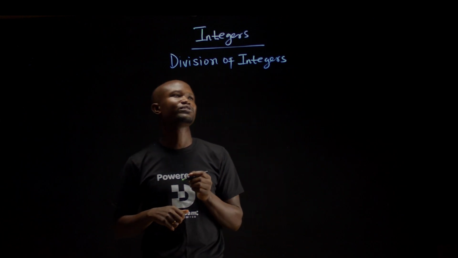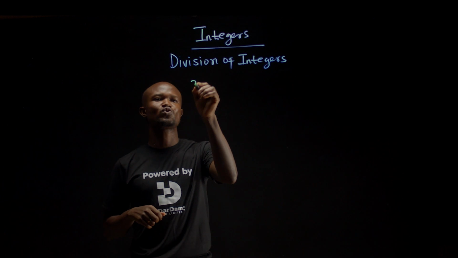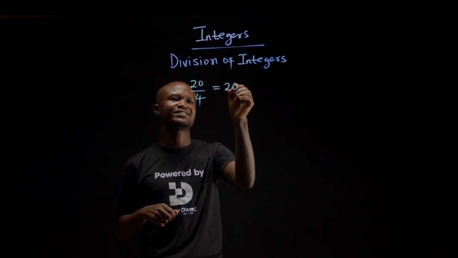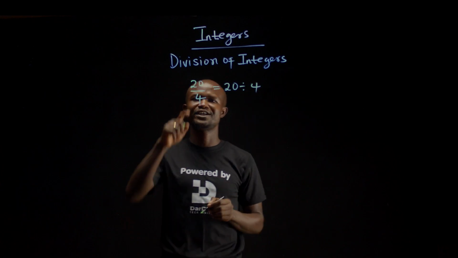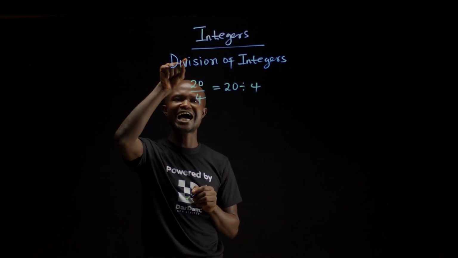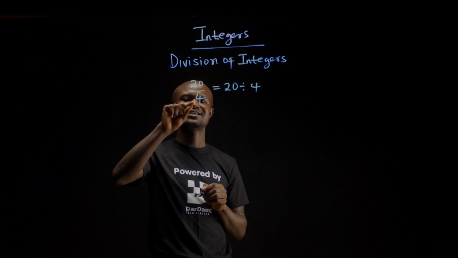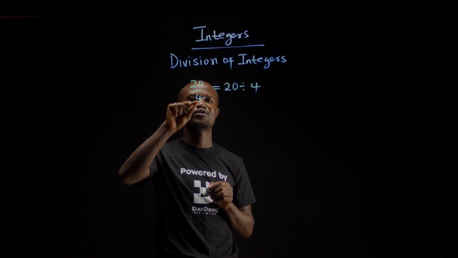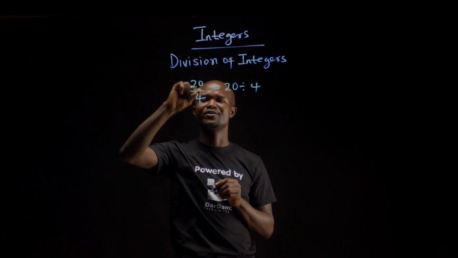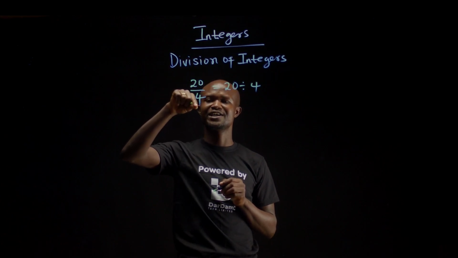For example, when you have 20 divided by 4, the 20 here is the dividend. The number that you are using to divide the dividend is the divisor, which is 4. So here we have the dividend greater than the divisor.